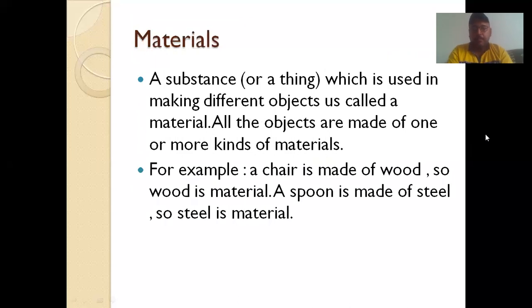Then there is materials, very important. A substance which is used in making different objects is called a material. All the objects are made of one or more kinds of material. Simple example, a chair. Chair is made of wood, so wood is a material. Spoon is made of steel, so steel is a material. So the substance which is used in making different objects is known as material.